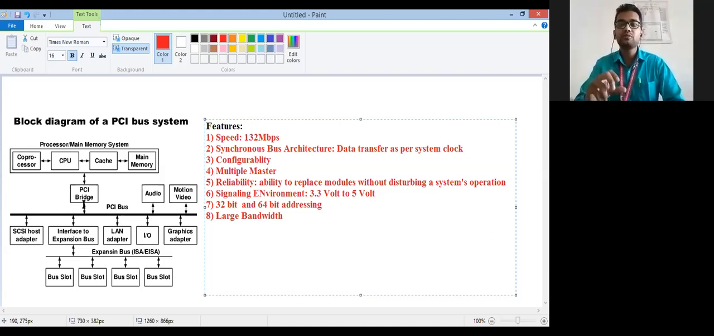Suppose your normal PCI bus has a data rate of 132 Mbps. With PCI X, you can enhance your rate of communication up to 4 times, generally about 1 Gbps. So the maximum data transfer rate for PCI X is 1.6 Gbps as compared to your conventional 132 Mbps. Whatever our previous 132 Mbps was, you can enhance your data rate up to 1.6 Gbps. So X stands for variable data rate.